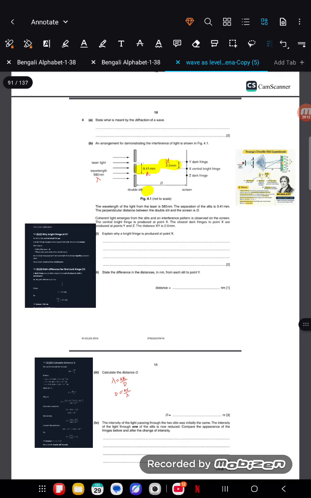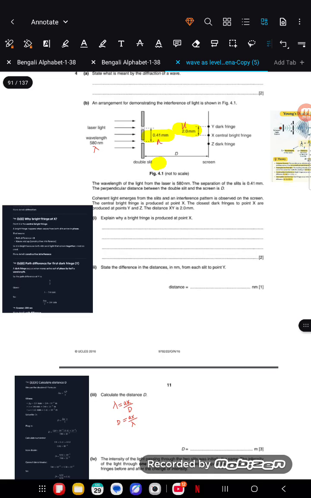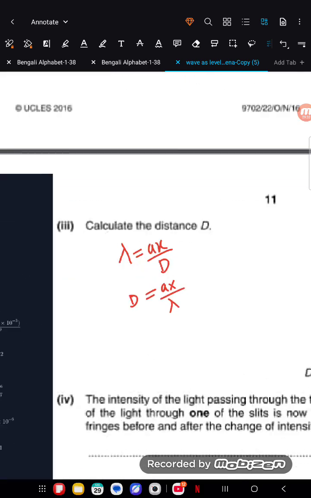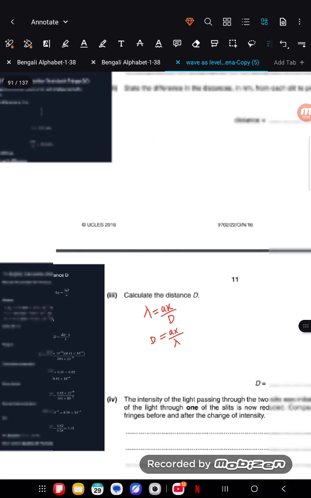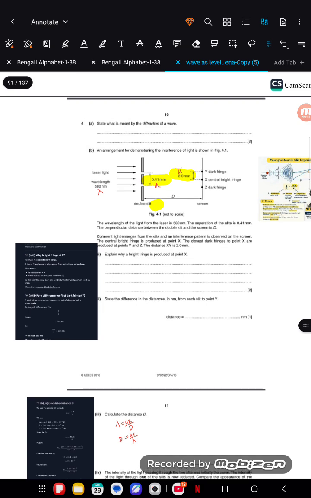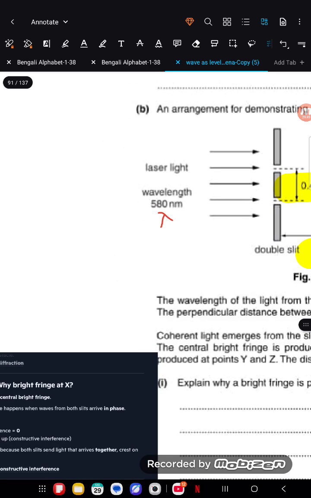So this is October 2016, question number 4. The question is, everything is given. They are saying to find the difference in the distance from x and y. This you can find. Calculate the d. Calculate the d means what? So it will be a multiplied by x divided by wavelength. So a is given, x is also given, and wavelength is also given, right?